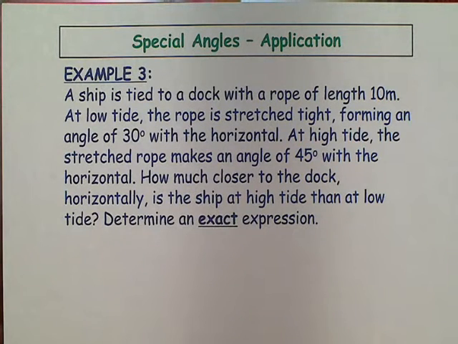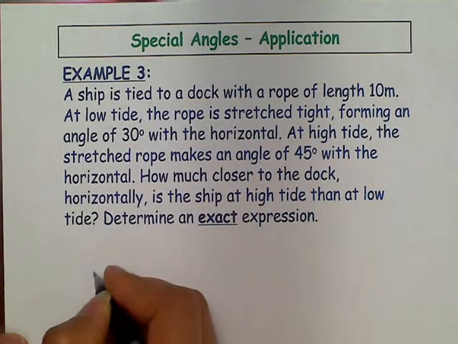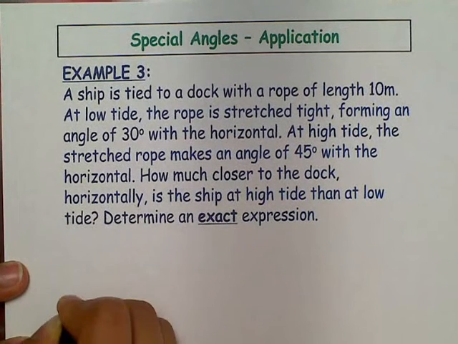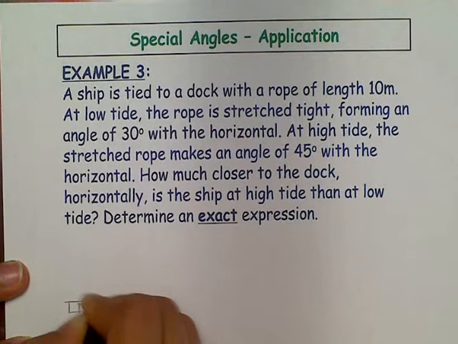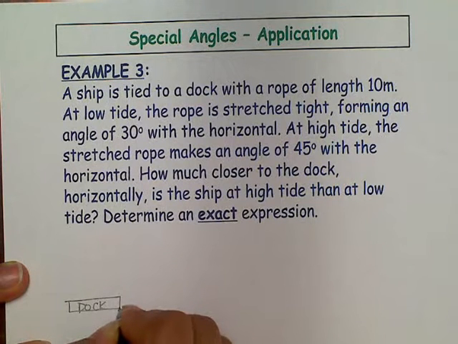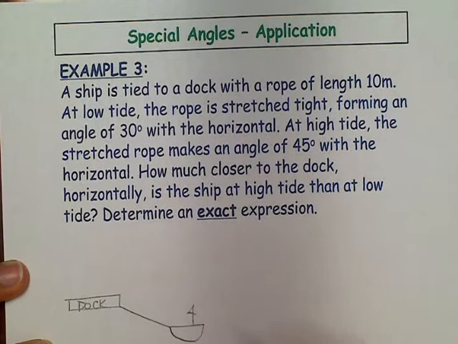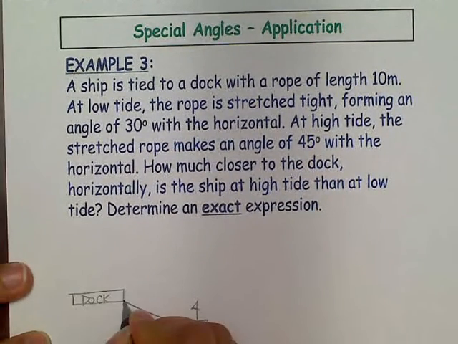Now, the first time you read a question, you get the gist of the concept. And so this deals with a ship that is tied to a dock with a rope. And depending on whether the water is at high tide or low tide, so depending on how high the water is or how low the water is, the actual angle that the rope makes with the horizontal can vary. So what I'm going to do is draw this picture. So let's say this is the dock, and there's a rope that's connecting it to the ship. And here's my ship. That's as good as it's going to get.